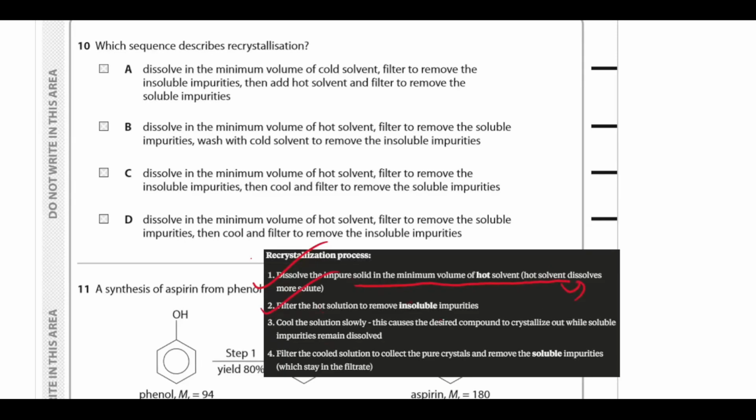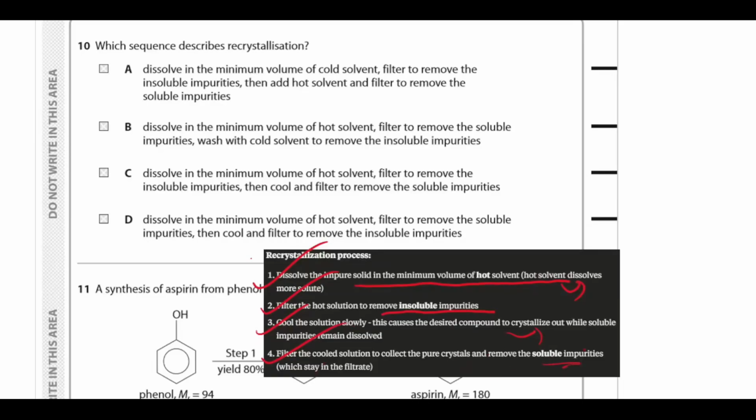Then we filter the hot solution to remove insoluble impurities, and then we cool the solution slowly, because this will cause the desired compound to crystallize out and produce more, while of course the soluble impurities remain dissolved. So at the same time, this will also cause more of our desired compound to be produced in larger amount. And of course, at last, we filter the cool solution to collect the pure crystals and remove the soluble impurities.